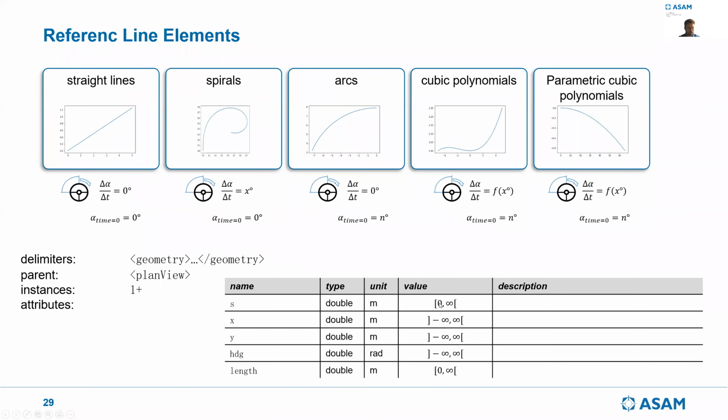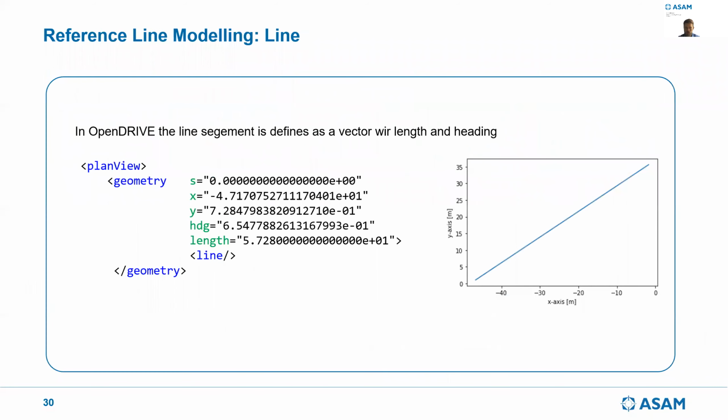And S can't be negative. So S pretty much goes along the S-axis and can't be negative. Same with the length. All right. So if we now look on defining a basic straight line in OpenDRIVE, it's pretty straightforward.